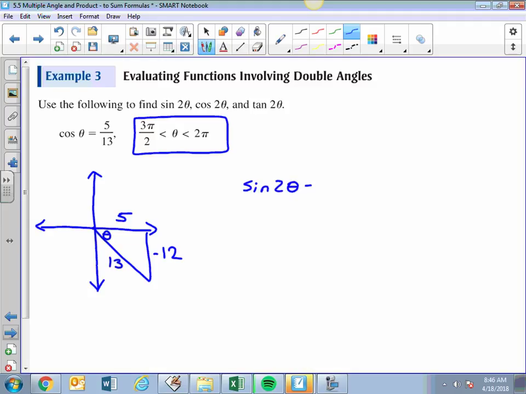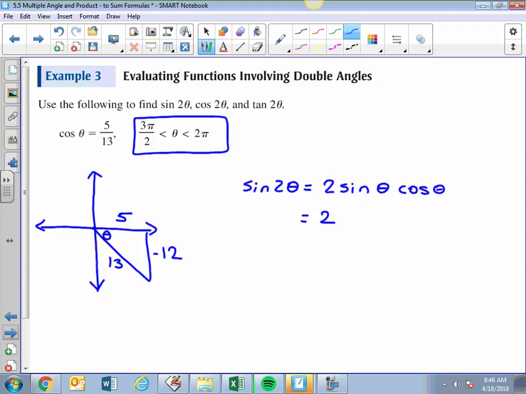Sine 2 theta. If I check out my sine 2 theta, it's pretty hard to solve right now as a double angle, but I can convert this using my formulas. So I'm going to do that. So I have 2 sine theta cosine theta. Since the output of both of these is found on the triangle that you drew, you can go ahead and put those in.